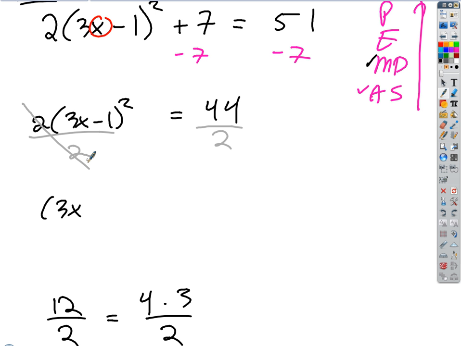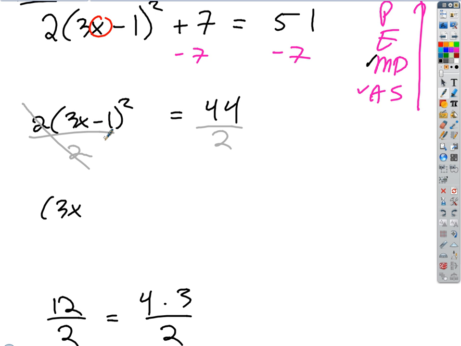Right? Another way to think about that in the language of Algebra 1 is we're just canceling common factors. I can cancel something from the top and the bottom of a fraction if the somethings are both being multiplied. The 2 is being multiplied by the 3x minus 1 squared, so I can cancel it.